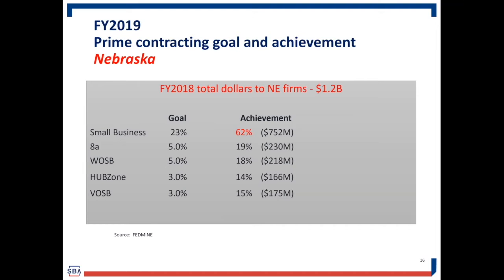And this is just a graph to compare to the national achievement. This is what we did in Nebraska in 2019. I like to show this because I'm pretty proud of the businesses in Nebraska and what we've managed to accomplish. So when you think about the national goal there on the left, and how we did in the state, well over half of the contracts that went to Nebraska-based businesses went to small businesses. And in the other programs, we far exceeded those goals as well.